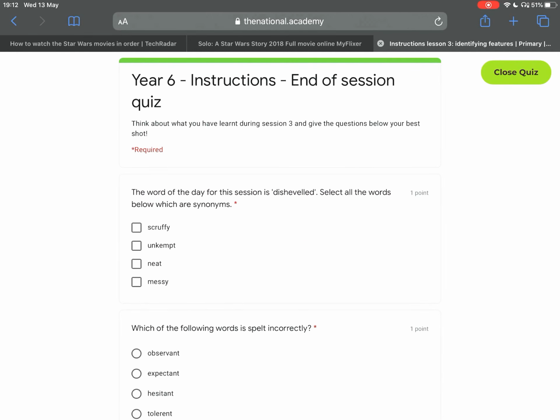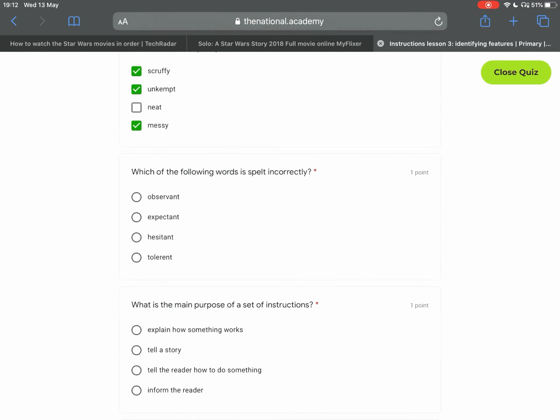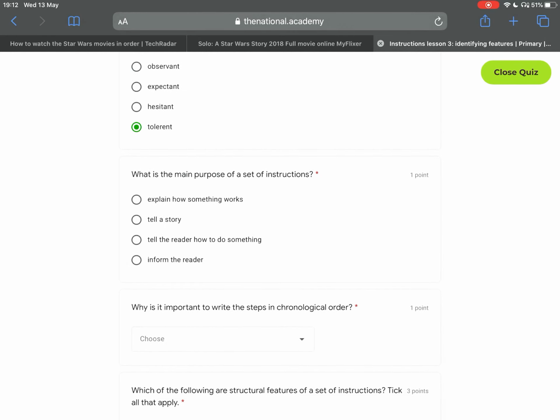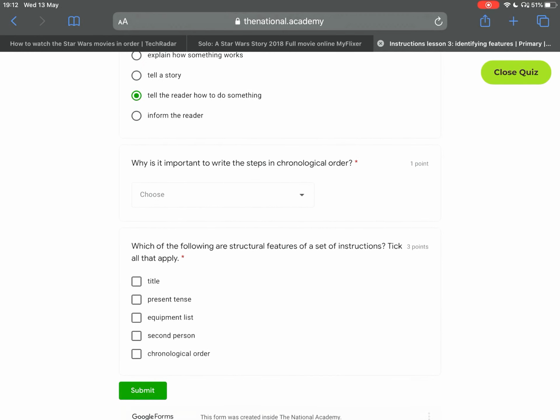The word of the day for this session is dishevelled. Select all the words below which are synonyms. That will be scruffy, unkempt, and messy. Which of the following words is spelled incorrectly? That's tolerant. What is the main purpose of a set of instructions? That's to tell the reader how to do something. Why is it important to write the steps in chronological order? It's so that the reader knows the order in which to carry them out. Which of the following are structural features of a set of instructions? Tick all that apply. Title, equipment list, in chronological order.